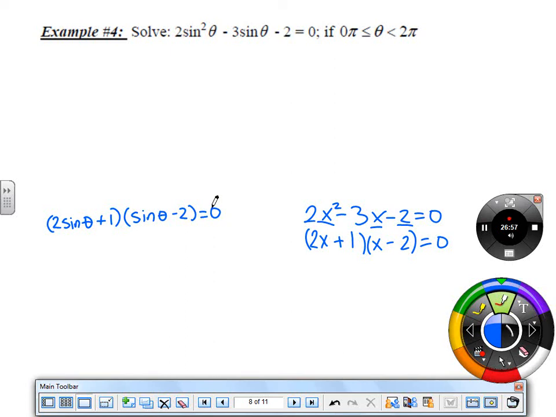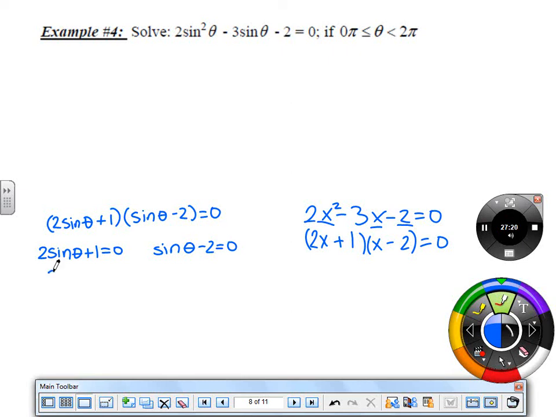Now this factoring is useful because it's still set equal to 0. So I'll use my zero product property that says that means this factor can equal 0, or this factor can equal 0. And now each of those are pretty nice because they have one trig function in them with one angle, and I'm just going to isolate that trig function.